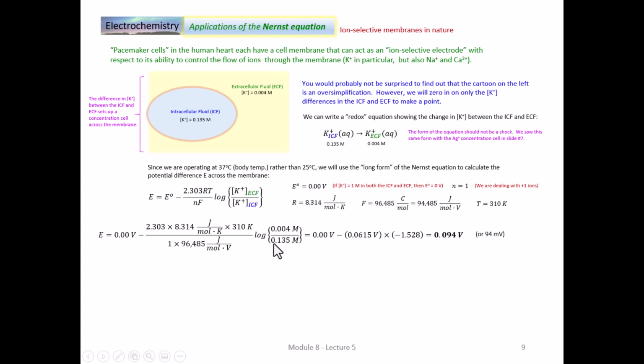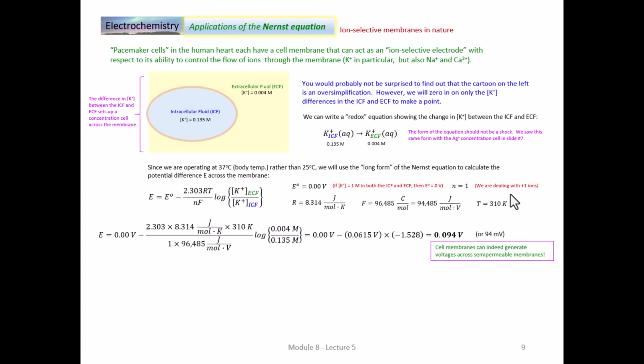And the log of that term turns out to be minus 1.528, which we'd multiply by this other factor, and we'd subtract. This would turn out to go positive because you'd have a negative times a negative. So the potential from the concentration difference across this membrane is 0.094 volts or 94 millivolts. So this has generated a real potential, and this is generated by the difference in potassium ion concentration across a cell membrane.